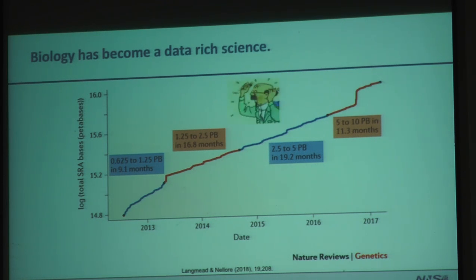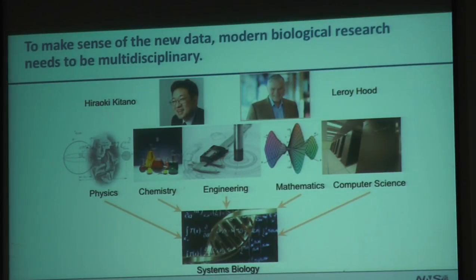And of course, with all of this came the realization that biologists by themselves could not analyze all this information. This was pretty much out of their league. And a realization was made that in order to use all of this data, biology needed to change. It needed to become a multidisciplinary science. The idea first was put forth by 2 gentlemen, Hiroki Kitano, who is a computer scientist at Sony, and Leroy Hood, one of the founders of the Institute for Systems Biology in Seattle.